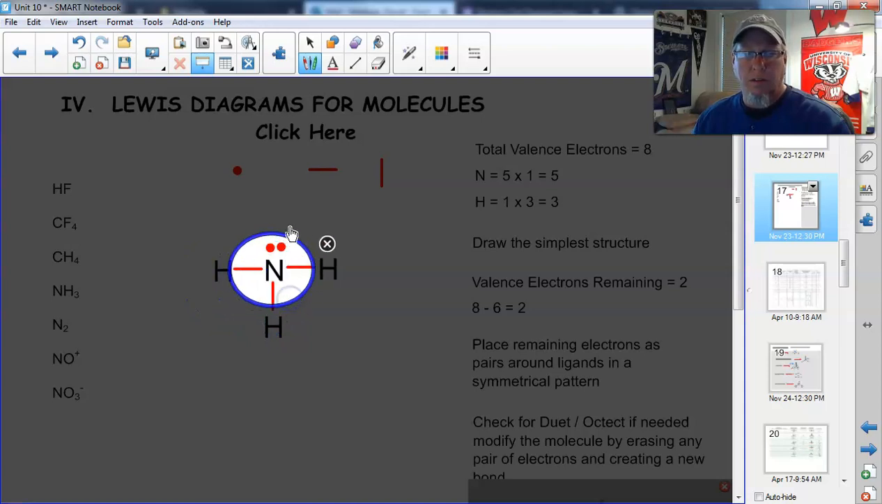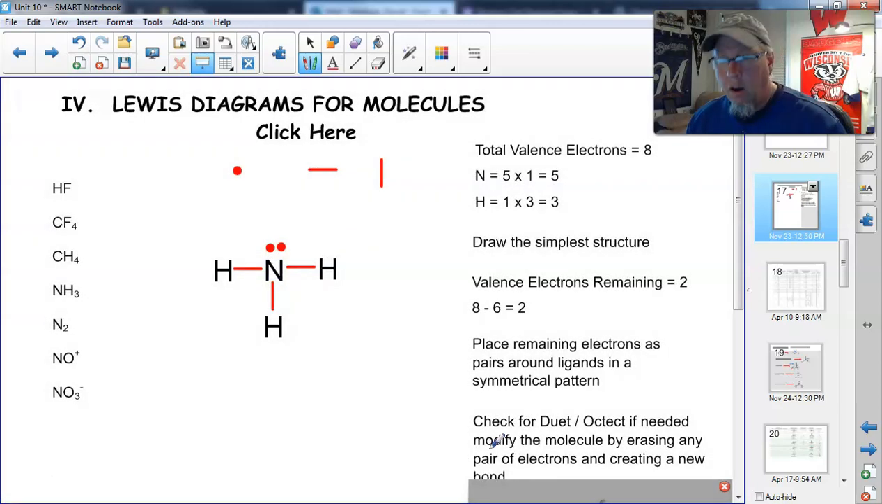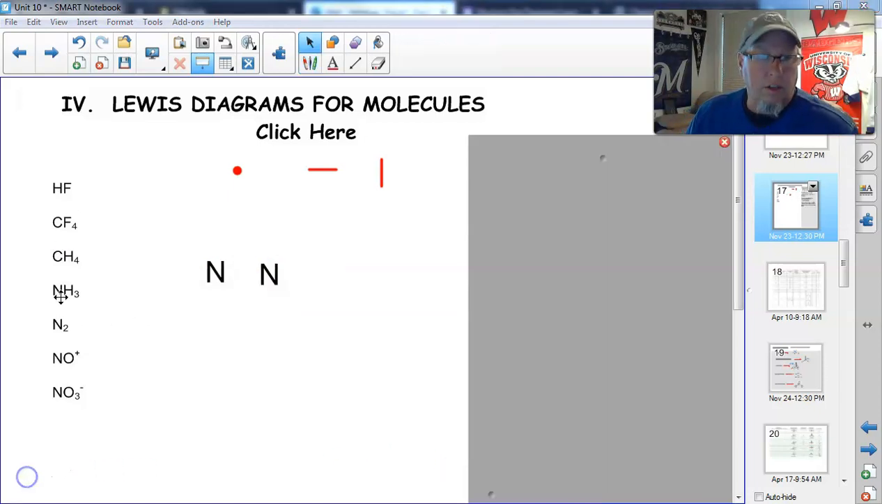And if I look in the middle, the nitrogen, 2, 4, 6, 8. All hydrogens have 2. Any other atom has 8. Very happy molecule. All right, just moving down the list, I'm going to try to do these nitrogen examples.